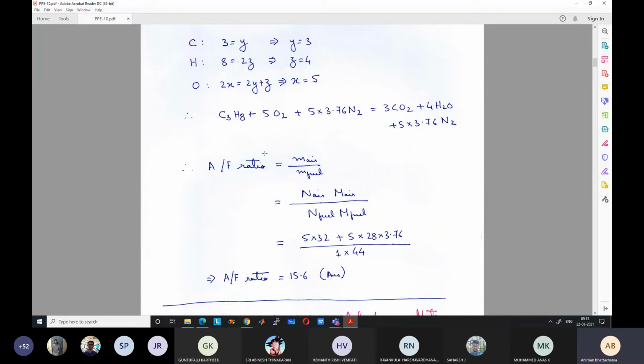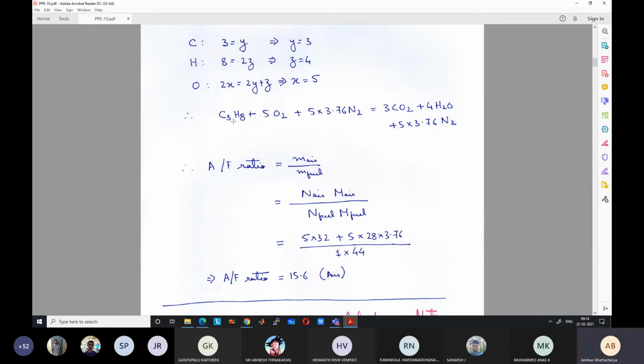So we need to find the air fuel ratio, which we have defined already as mass of air by mass of fuel. Mass of air is nothing but number of moles of air into molar mass of air, and mass of fuel is number of moles of fuel into molar mass of fuel. Based on this reaction, the number of moles of fuel is 1. One unit of fuel is there.